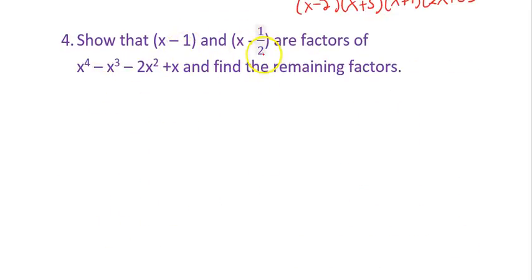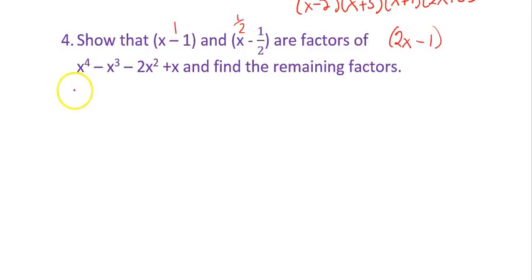We're going to show that these are factors and find the remaining factors, and this happens to be an x to the 4th again, but they're not all x to the 4th. So my zeros here are 1 and 1/2. And again, that might be written as x minus 1/2. The same thing right here could be written as 2x minus 1, but it would still be a zero of 1/2. So just keep that in mind. This is the same as this.